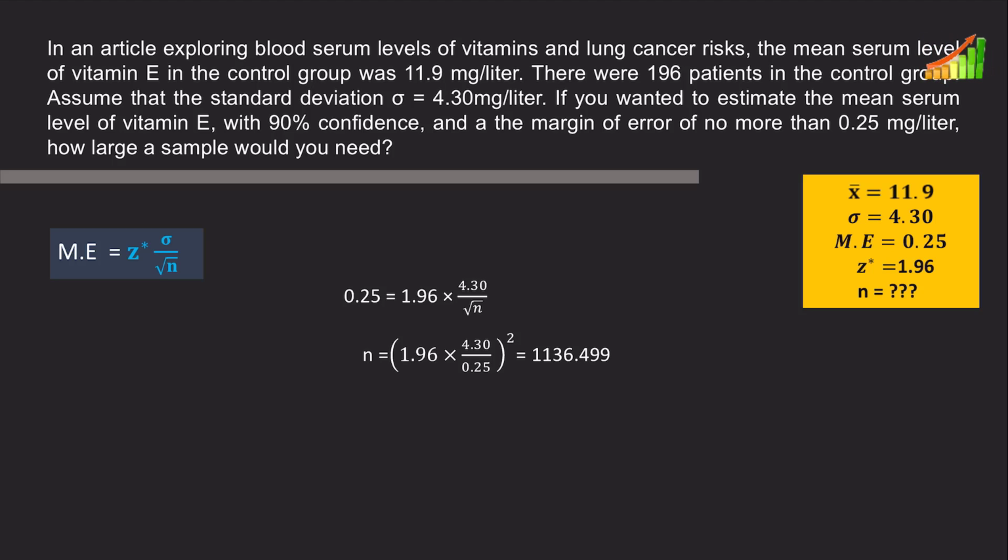Once you take the second power of this part, you will see it is 1136.499. So what is n? N is the sample size. Sample size cannot be a decimal. It must always be a whole number. Therefore, we should round this number. We always round up. Therefore, n equals 1137.